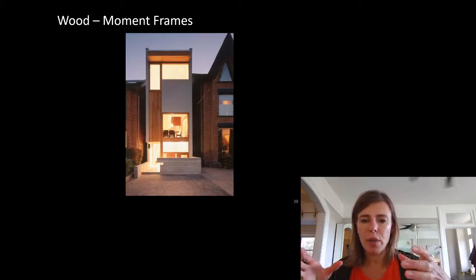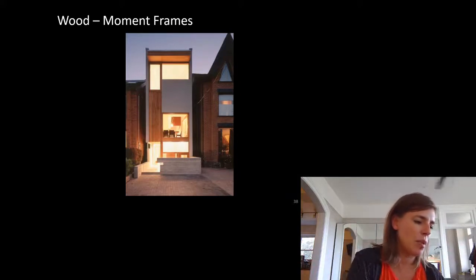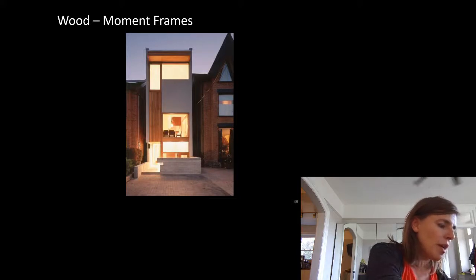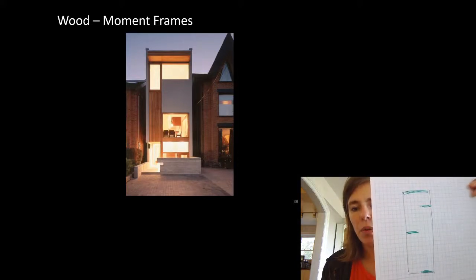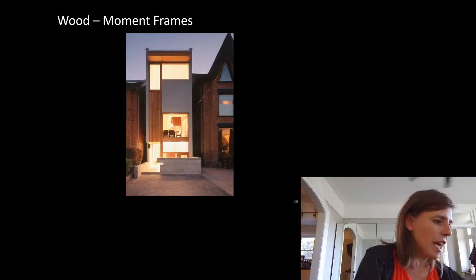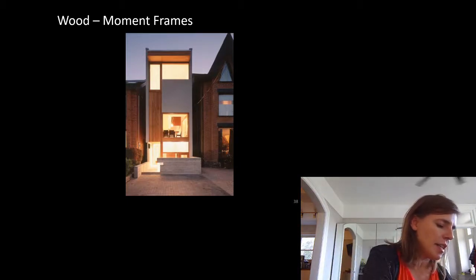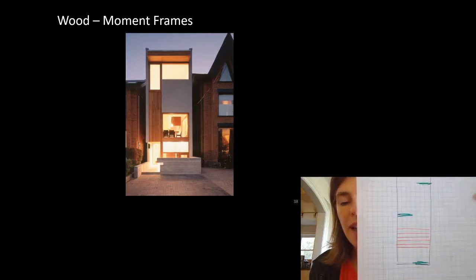So normally for a building, we would have a few discrete lateral load resisting systems down the building's length. If this is a plan view, we might have a series of lateral load resisting systems like that. This project had lateral load resisting systems every 8 inches.